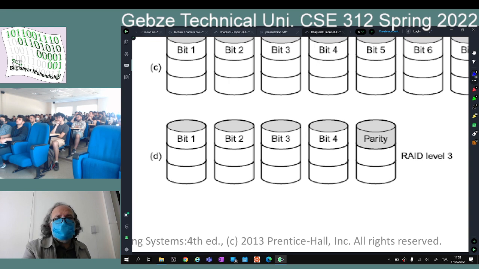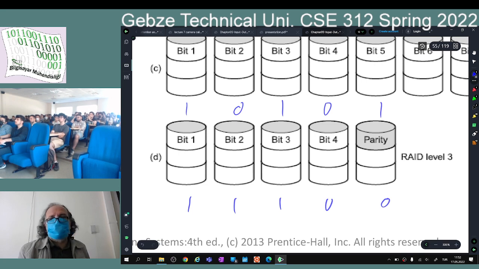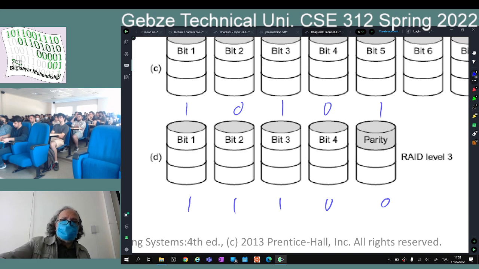What is parity? If my data is 1 0 1 0, you have an even number of ones, like I have 2 ones, right? So the parity is 1. If I have 1 1 1 0, an odd number of ones, this is 0. That's called parity. You already knew this from some other courses, I guess. So this is a parity disk.